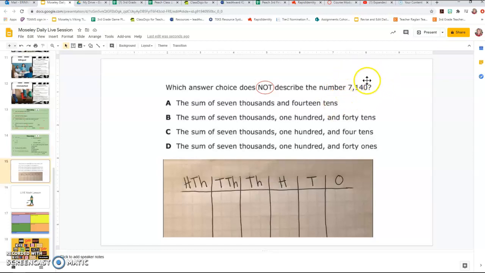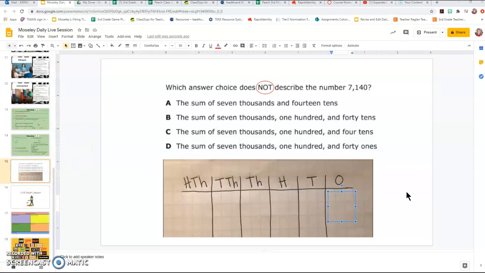If we're looking at the number 7,140, we need to put this into our place value chart so that we can change it into words. I want you to look over here in the ones place. We have 0 ones. Let's look in the tens place. Actually, let's go back to here. I'm sorry, guys. Okay, so we are on the sum of 7 thousands and 0 ones. We want to plug in these answer choices, because that's going to help us form this number.